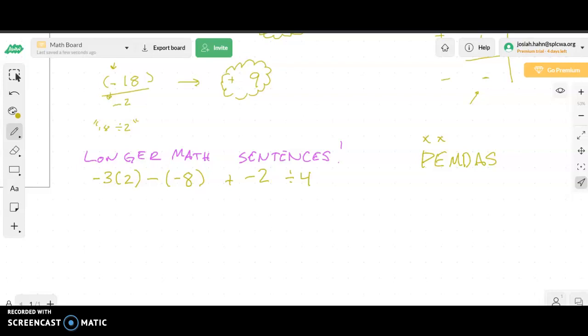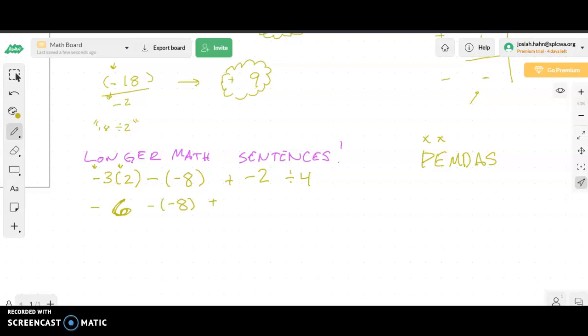We think about 3 times 2. 3 times 2 is 6. And then we need to figure out our negatives. We have one negative here and a positive here, which means this is going to be a negative 6. We still have minus negative 8. And then we'll do our other multiplication or other division here. We have a negative 2 divided by 4.